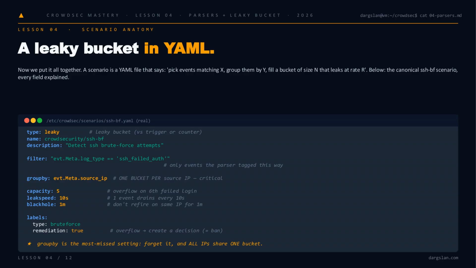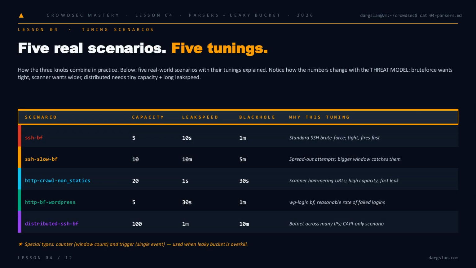The one line I want to burn into your memory is groupby: evt.Meta.source_ip. Forget that, and every attacker on the internet shares a single bucket, which means either nobody gets banned or everybody does. 1 bucket per source IP, always. Now let's see how those 3 knobs actually move in practice.